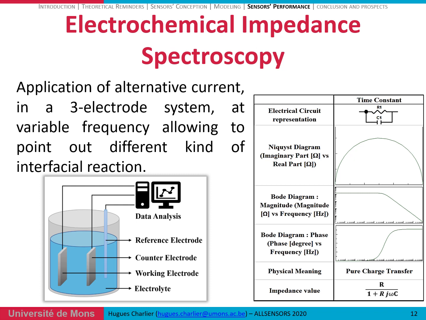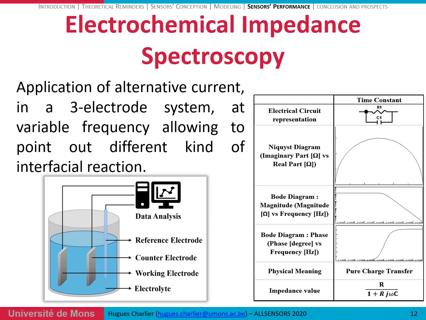So now that we know that our MIP presents a good imprinting site, we may perform the detection itself. And to do so, we use the method that I spoke about before, the electrochemical impedance spectroscopy. It consists of the application of an alternating current in a 3-electrode system at variable frequency, and this allows us to point out the different kinds of interfacial reactions.